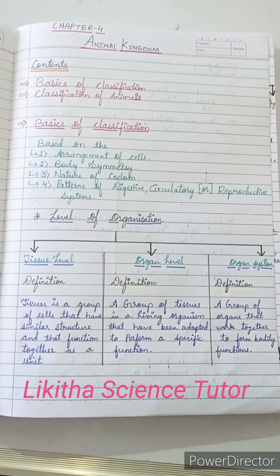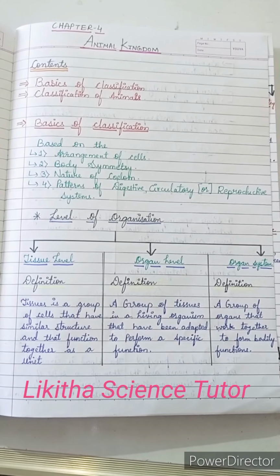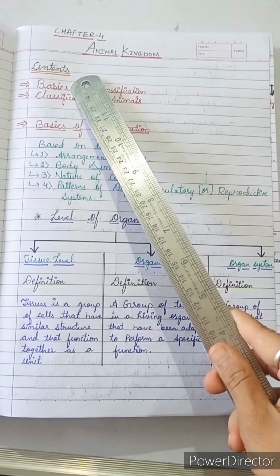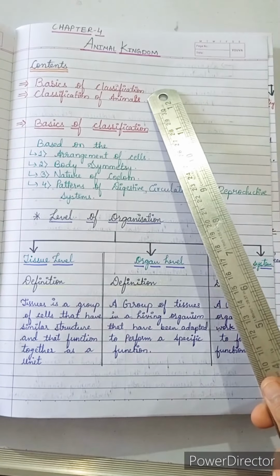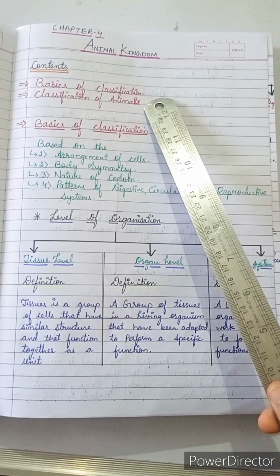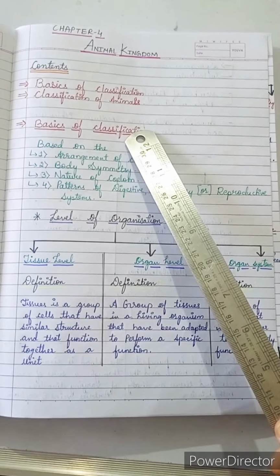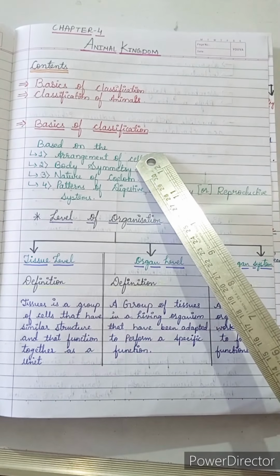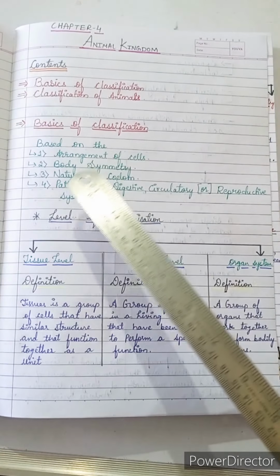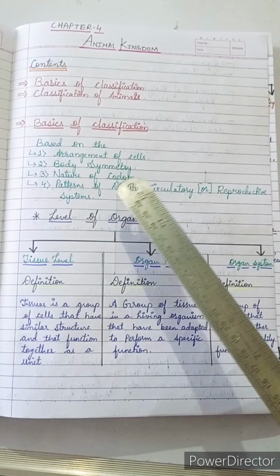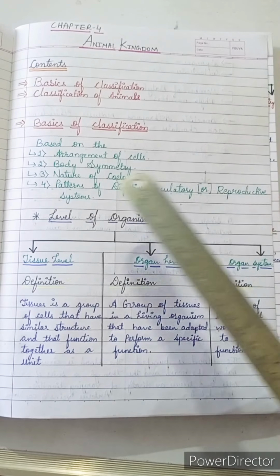Hi guys, we are going to see class 11 chapter 4, Animal Kingdom. The contents are: first, basics of classification, and second, classification of animals. The first content, basics of classification, is based on the arrangement of cells, body symmetry, nature of coelom, and patterns of digestive system, circulatory system and reproductive systems.